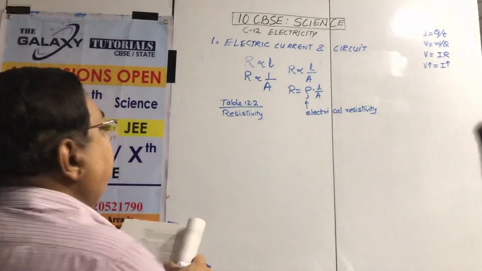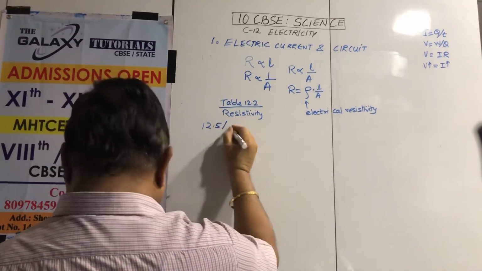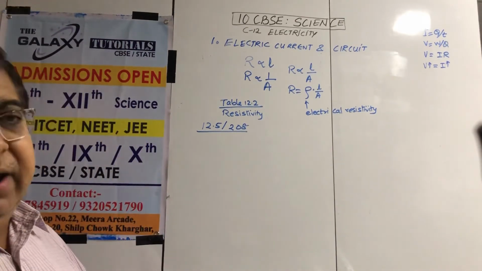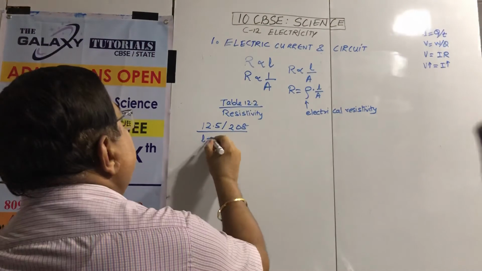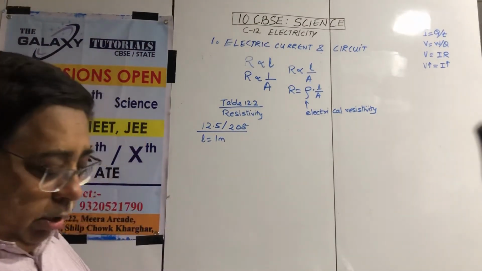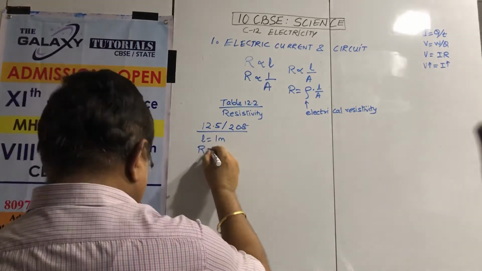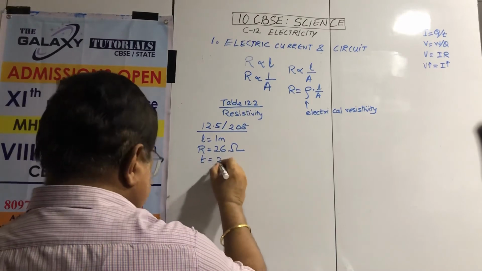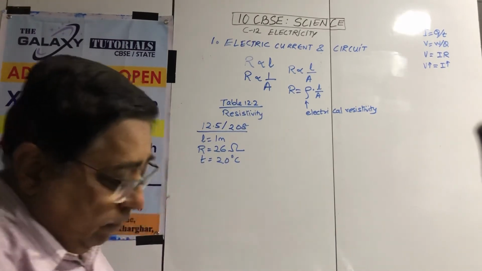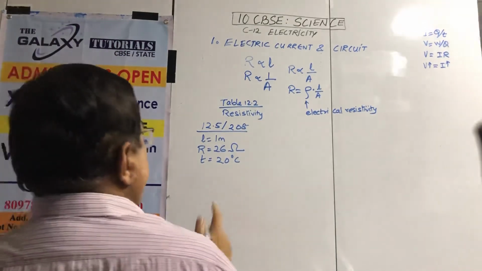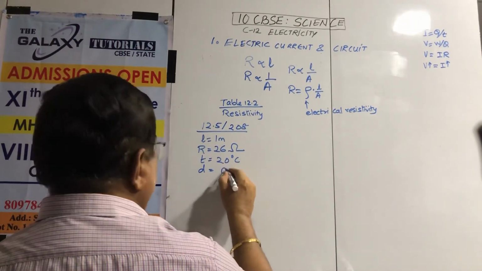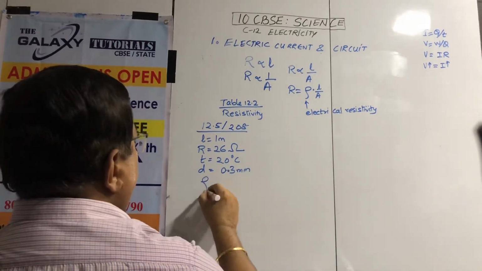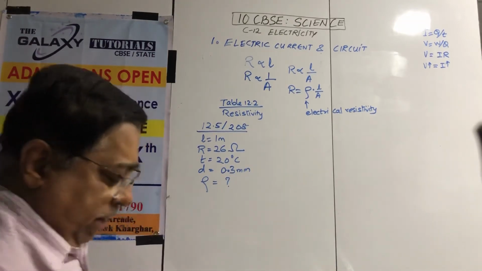In the fifth sum of the textbook, 12.5, on page number 208, I have the resistance of a metal wire of length 1 meter is 26 ohms. Resistance is given at 20 degrees centigrade. Temperature is given. If the diameter of the wire is 0.3 millimeter, what will be the resistivity of the wire? Rho will be how much?